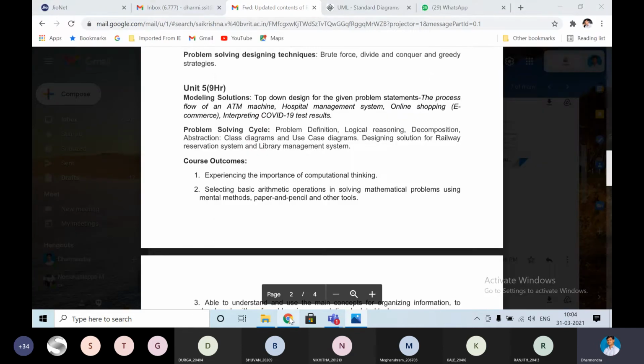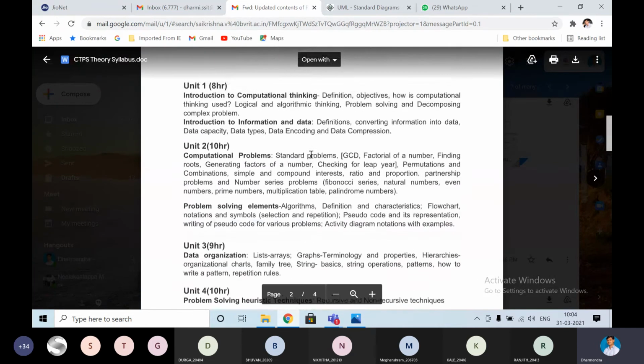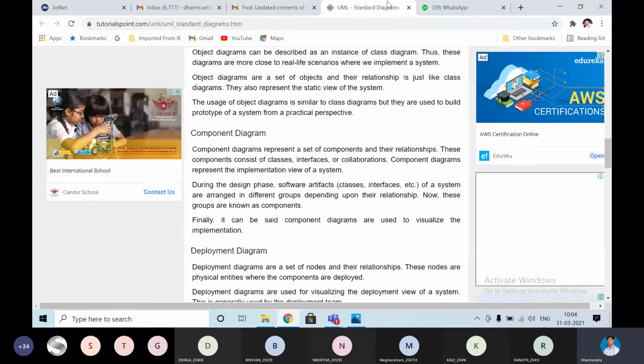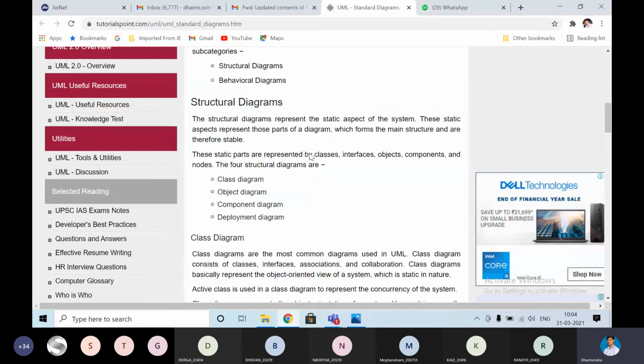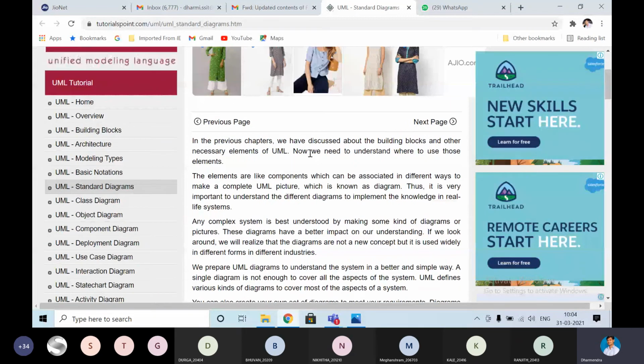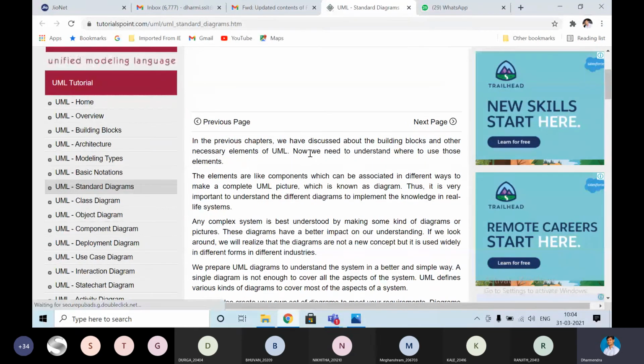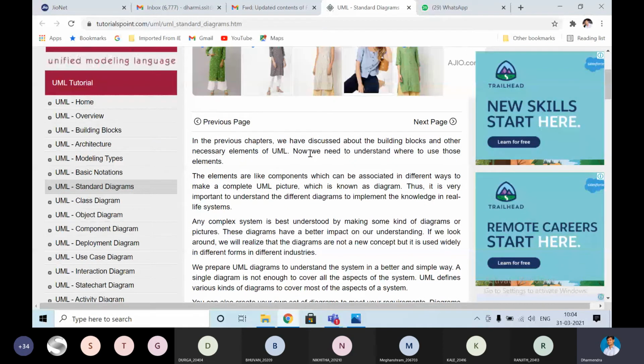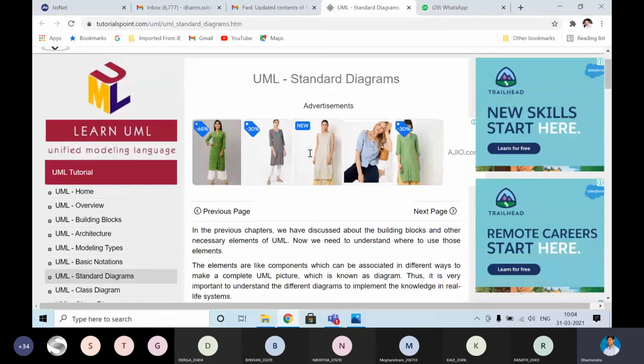Whereas in system design, we have one subject itself. That subject is called OOAD. OOAD, that subject is there for CSE and IT people, other related branches also. OOAD means Object Oriented Analysis and Design. Object Oriented Analysis and Design means each and every component will be treated as an object. Based on that object, they will try to design the diagrams.